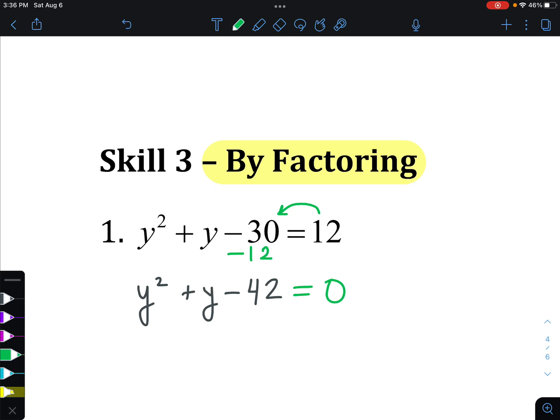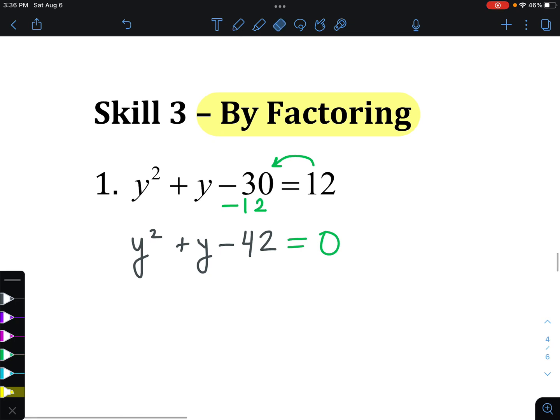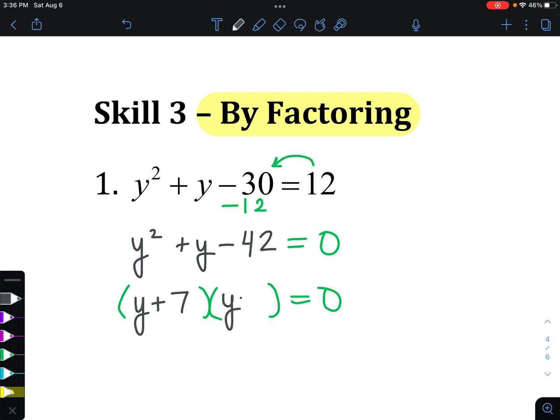I'm going to use the same steps that we practiced yesterday to factor this. So because this is a trinomial with a leading coefficient of 1, it's more of that simple factoring. What 2 numbers multiply to negative 42, add to positive 1, that's y plus 7, y minus 6. So we factored it, right? This step to this step is the factoring, but we need to solve because of that equal sign.